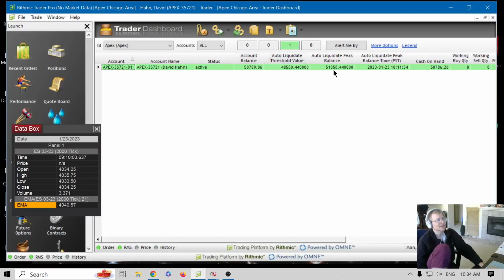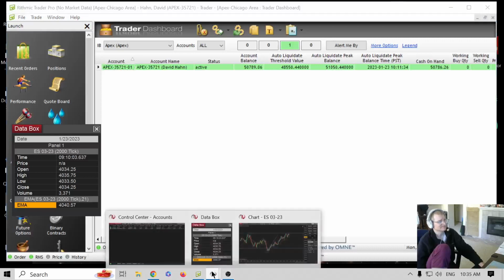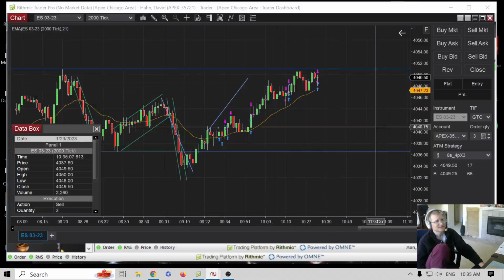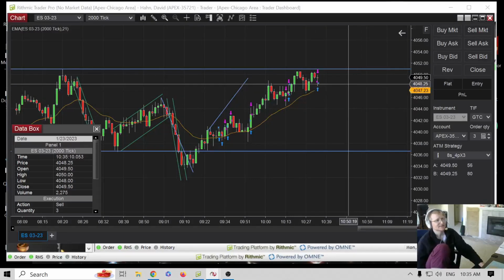Auto liquidate balance 51.05. Peak balance. See, yeah. This is where they say you get into trouble. See, now this is what happens when you get losers, because they're subtracting the 2500 off of this peak. Let's see. Well, yeah, there's still contention up here.